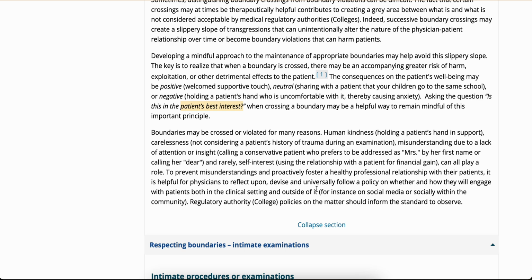So let's suppose you become very careless. There may be some reasons that you cross it or violate the policies. Human kindness is the one thing they give as an example. Carelessness: you don't consider the patient's history of trauma while doing an exam. Let's suppose you are examining a patient who has a femur fracture, with a trauma history, but you need to uncover the patient's lower pants, then you should ask about it. That kind of carelessness is important.